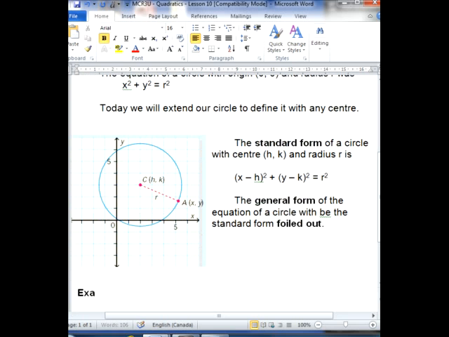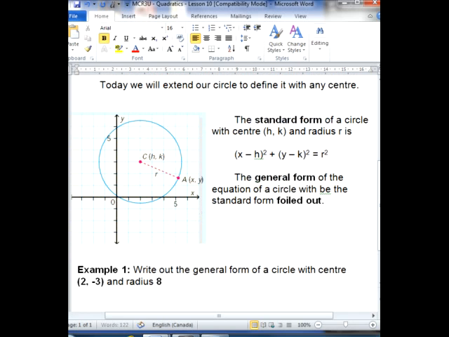Example 1. Write out the general form of a circle with center 2 and -3 and radius 8. I'll actually make that readable if I can. Okay, so all we're going to do is say what our center is and what our radius is and just plug it in.